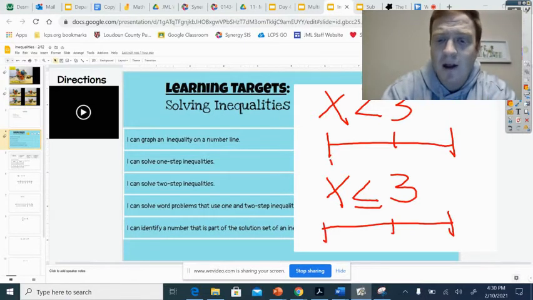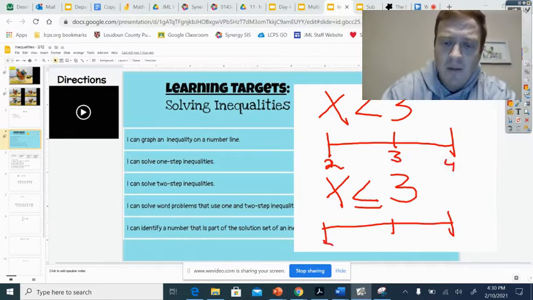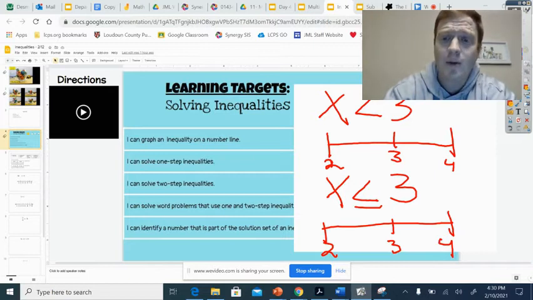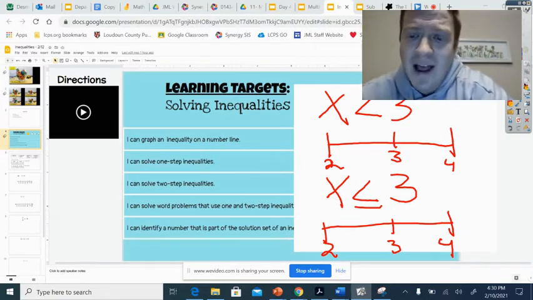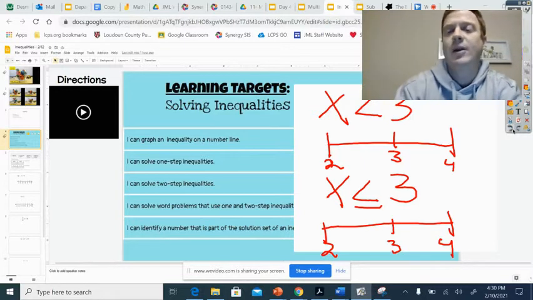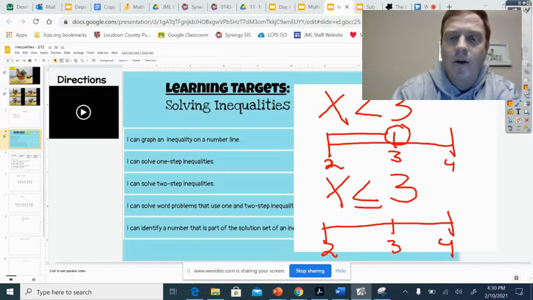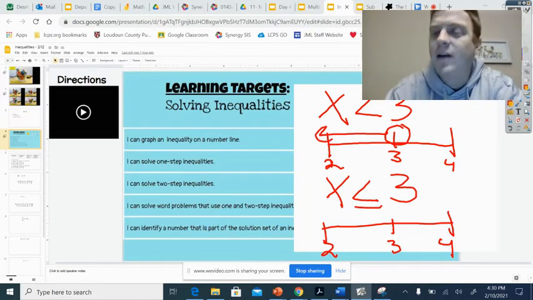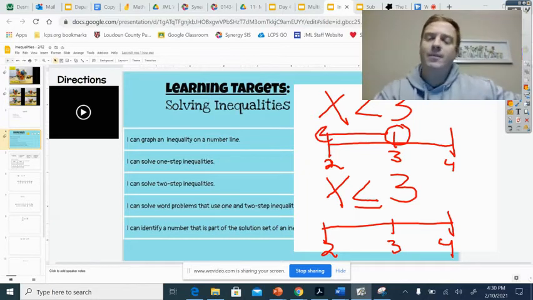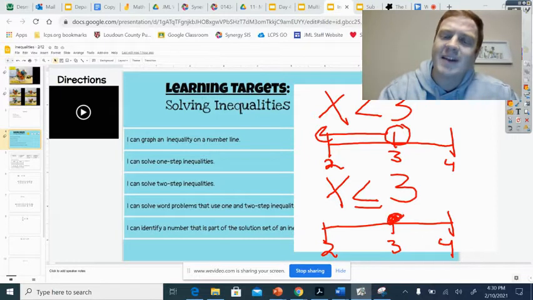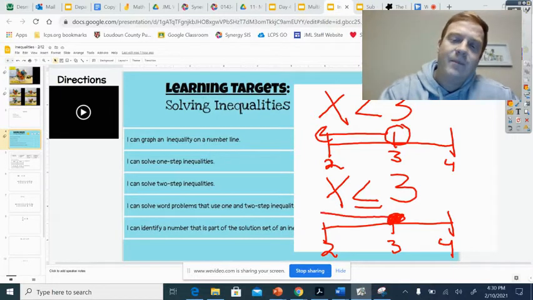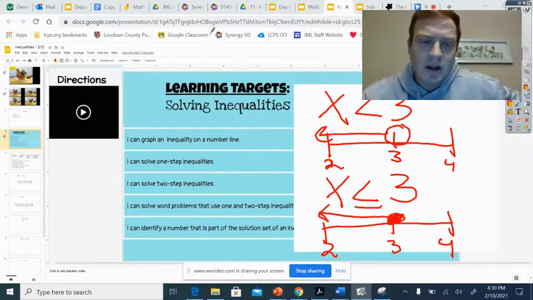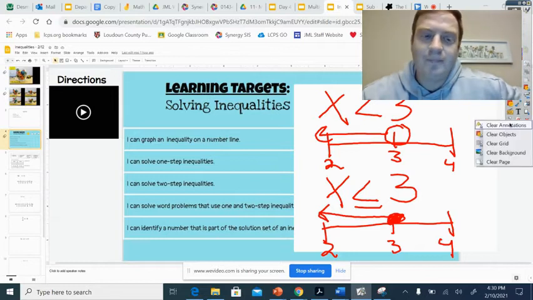So if this was my number line and I had my numbers here, remember the only difference between these two is that this problem right here does not have a line under its inequality symbol. It just says x is less than 3. So this one we get an open circle going left. And this one down here, x is less than or equal to 3, we get a closed circle because that's the line underneath of it. And I will draw it to the left. So you need to know how to graph these on a number line.